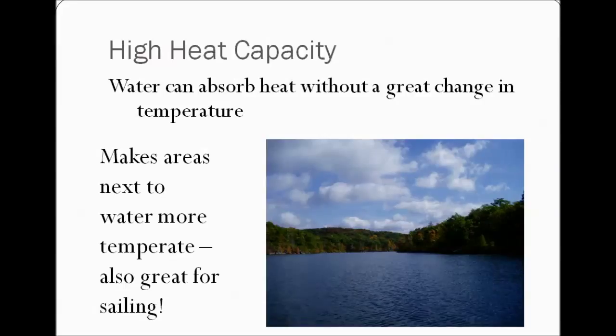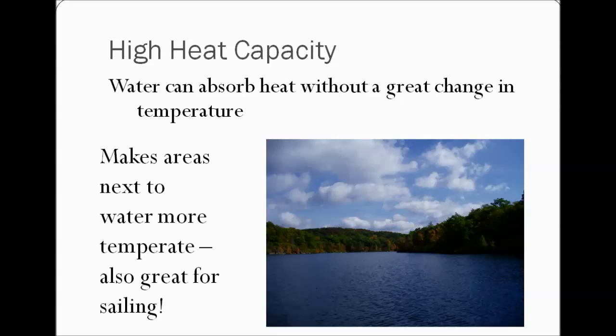So we're up to high heat capacity. That means water can absorb heat without a great change in temperature. So it makes areas more temperate that have a large body of water next to it. So that would mean areas of the world that are next to the ocean, but on a smaller scale, if you live next to a lake.